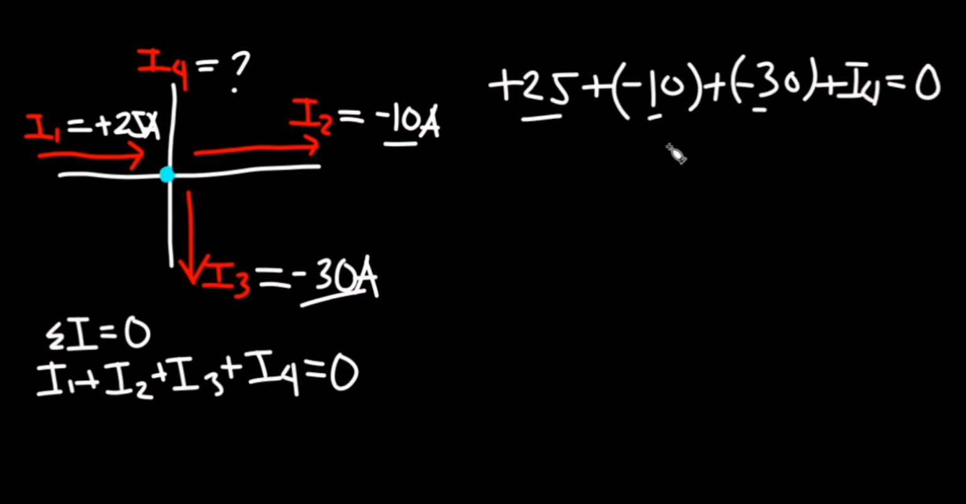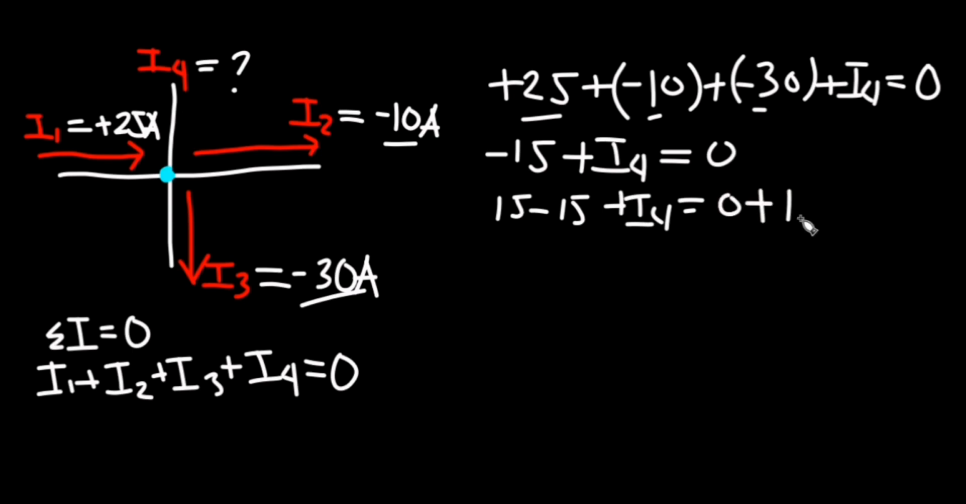Simplifying, 25 minus 10 minus 30 equals negative 15. Therefore, negative 15 plus I4 equals 0. Adding 15 to both sides gives I4 a value of positive 15. Consequently, the direction of I4 is entering the junction.